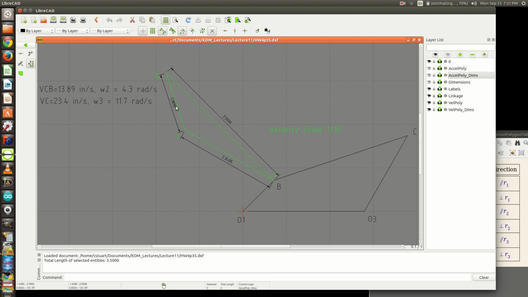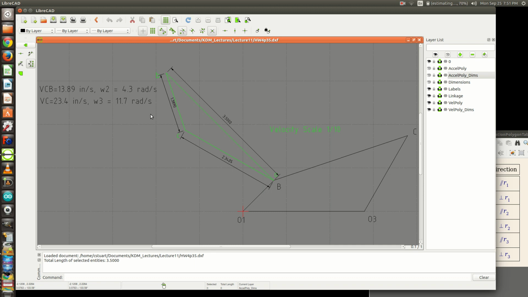The velocity of C with respect to B, when we measure the figure, is 13.89 inches per second. Making use of the equation V equals omega r, we can solve for omega 2 and see that it is 4.3 radians per second. In the same way, we can measure the distance from O to C, find that it is 23.4 inches per second. Solve for omega 3, and we find that omega 3 is 11.7 radians per second.